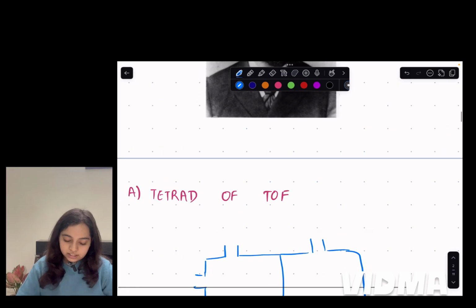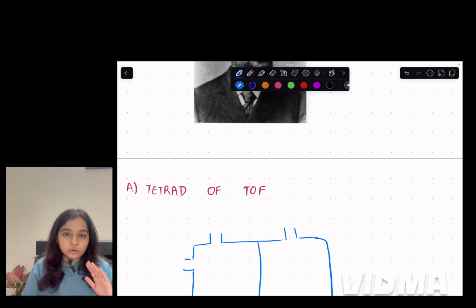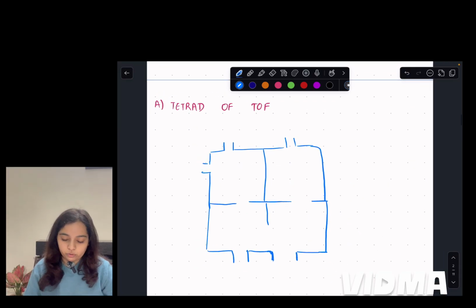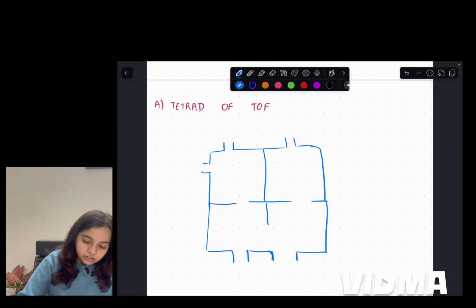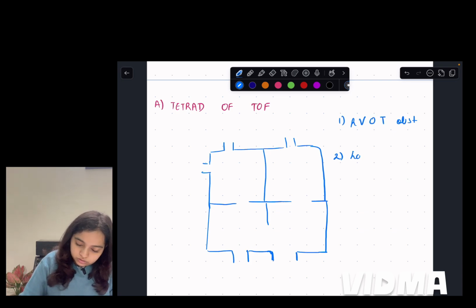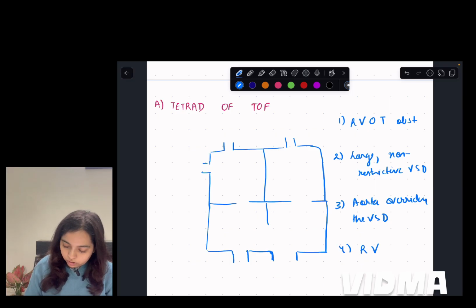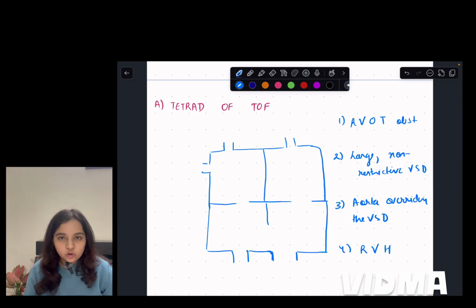As tetralogy means tetrad, there are four components of tetralogy of Fallot, and you should remember all of them. The first and most important component is right ventricle outflow tract obstruction. Second is the large non-restrictive VSD. Third is the aorta overriding the VSD. And the fourth is right ventricular hypertrophy. So let's understand each component in detail.